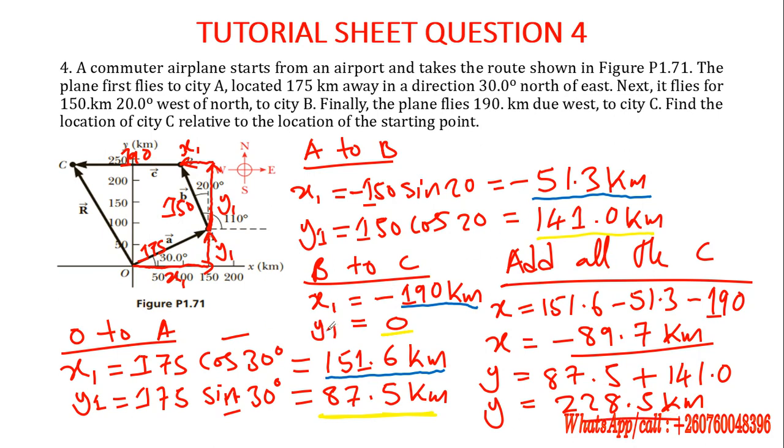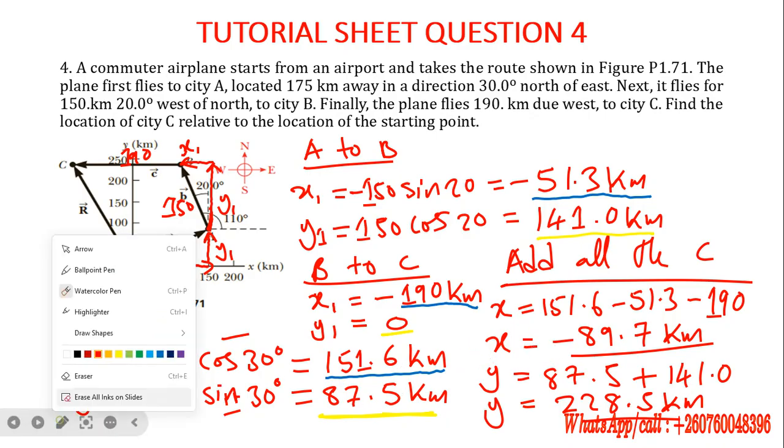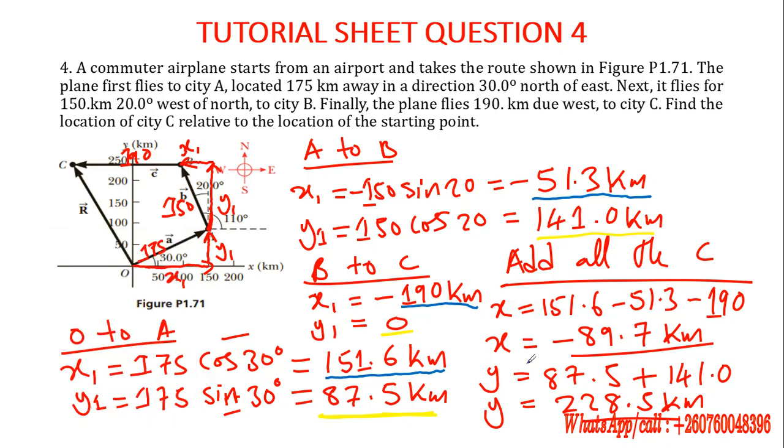Let me just try to get rid of that. But before I do, we're having these two answers, this one and this one. So what does this mean now? I want you to understand something. Focus on these two answers here. Your x is negative. So where is your location now? To the west. It's going to the west.